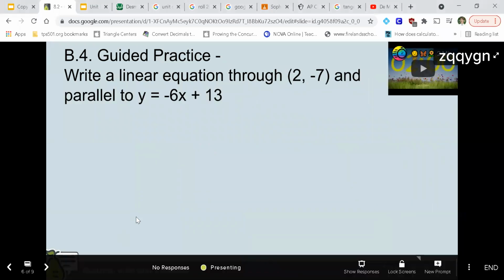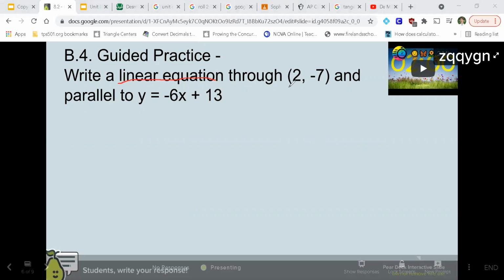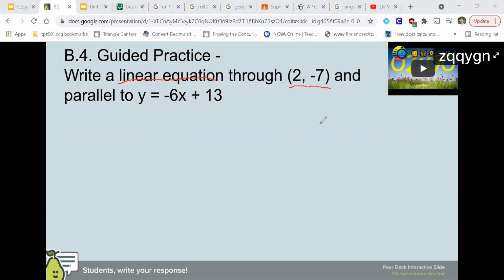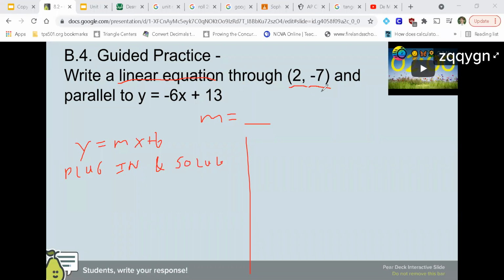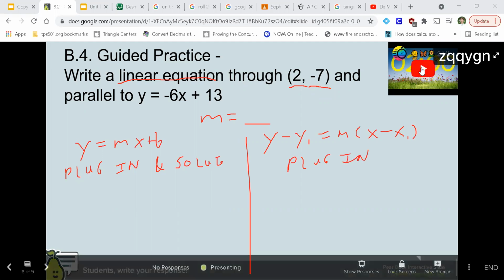Here's what your more typical questions look like. This is like the example we did. Write a linear equation, but this one has to go through this point. So you no longer get to pick. You have to go through this point. So again, first thing you need to tell me is what's the slope of my line? And then if you're doing y equals mx plus b, you've got to plug in and solve. If you're doing point slope form, you just have to plug in. I'll give you 2 minutes, and then we'll go over it.